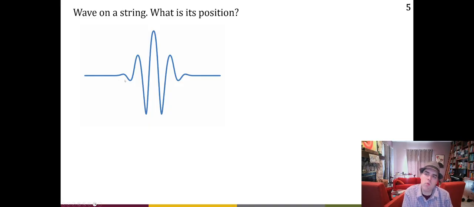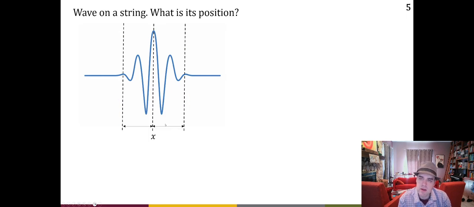Here I have a wave on a string. And so you can imagine I have this flat string, and I just take it and I move it up and down until I generate a pattern that looks like this as it moves along the string. My question is, where is it? What is its position? You're probably going to say, well, somewhere right here, right? This would be the center position of this wave. But it has some kind of bounds to it. So it could be in between here and here.